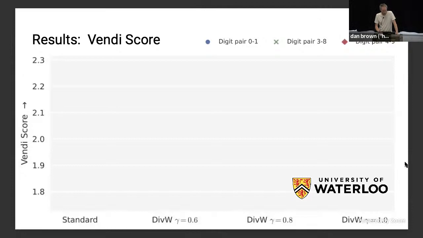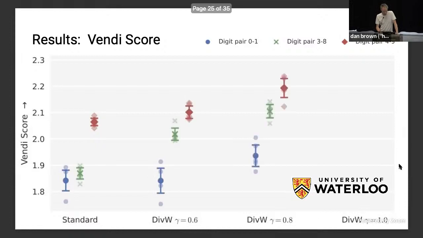So these are the plots for the results. We compare all the different models here. I need to slide this out of the way. On the x-axis, you have the 4 models. On the y-axis, you have the Venn score here. So these are the results for the 3 digit pairs for the standard model, our model with 0.6, 0.8, 1.0. So the tendency is quite clear that the Venn score, the diversity, increases somewhat.